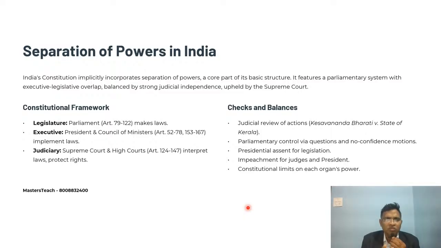Legislative powers: as per Articles 79 to 122, the parliament makes the laws. Then executive: the President and Council of Ministers, as per Articles 52 to 78 and 153 to 167, implement the laws. Whereas the judiciary, that is the Supreme Court and High Courts, Articles 124 to 147, interprets the laws and protects the rights. So this is the Indian constitutional framework.